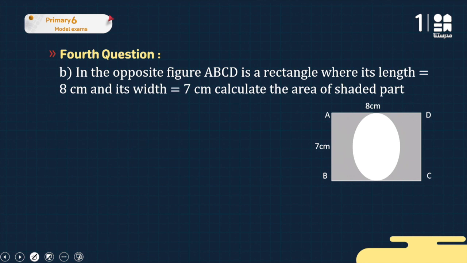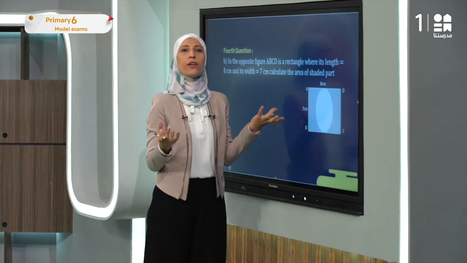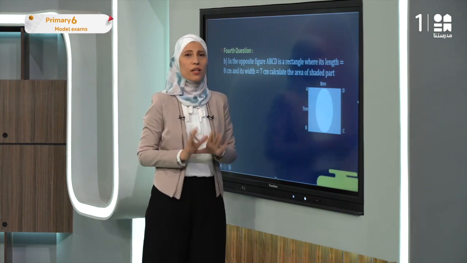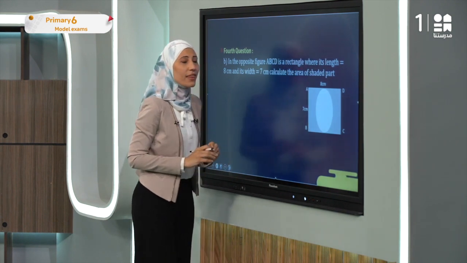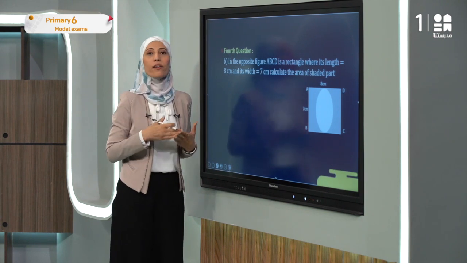It's a very, very easy exercise. Don't panic. A lot of students panic, thinking it's a very complicated shape. No. First of all, you have the area of the rectangle. Then you will find the area of the circle, making the area of the rectangle minus the area of the circle. That's it. So at the beginning, let's remember the area of the rectangle.